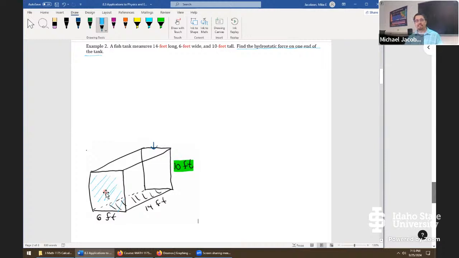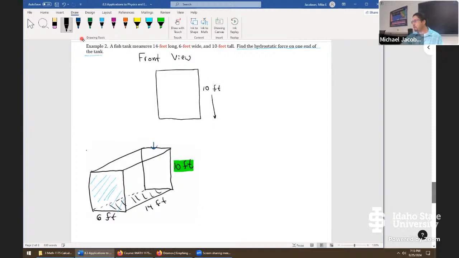So focusing on that end, what we want is a front view on here. So here's the front view. It's 10 feet tall, 6 feet wide, so that should do the job. 10 feet going this way, 6 feet going this way. I think we're done with this as a screenshot now. So this is the front view where it's shaded right here.